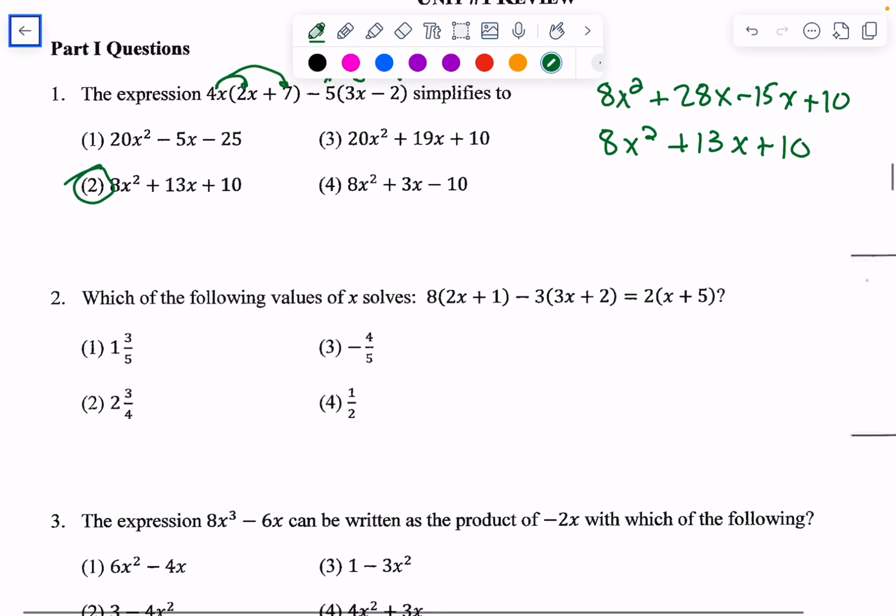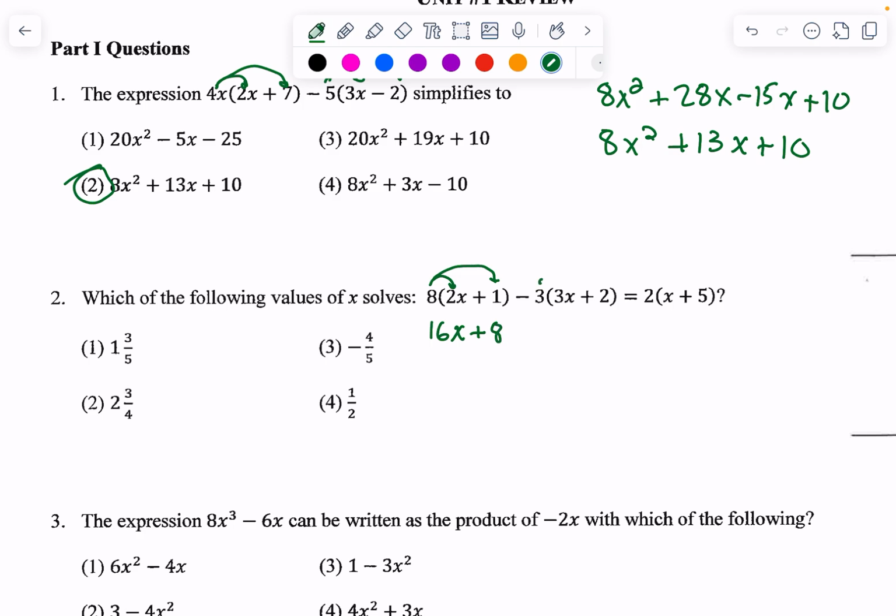All right, so here we're going to use the distributive property 3 times, and then we're going to solve. So we're going to do the distributive property, combine like terms on the left side of the equal sign, and then we're going to move x's to one side and the numbers to the other. So this becomes 8 times 2 is 16x. 8 times 1 is plus 8.